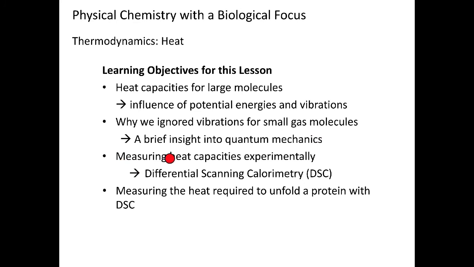We learned that we can measure heat capacities also for complicated systems like proteins using differential scanning calorimetry, and what we just saw is that we can use that to measure the heat that is required to unfold a protein using a peak in the temperature-dependent heat capacity that we're measuring while we are changing the temperature.